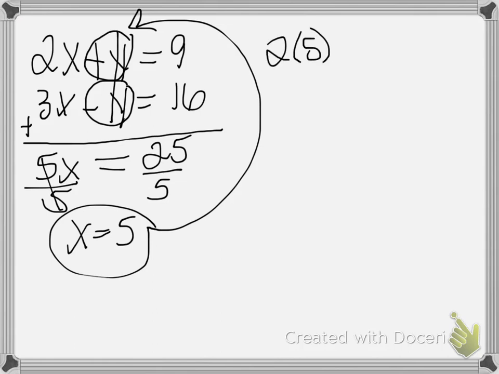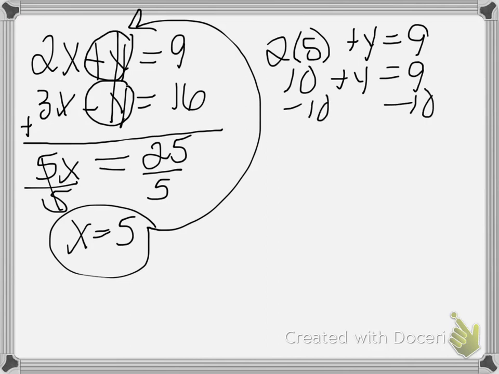I'm going to substitute 5 in the place of x. So that's going to be 10 plus y equals 9. I'm going to subtract 10 from both sides. So y is equal to -1. So I'm going to say that my ordered pair is (5, -1).